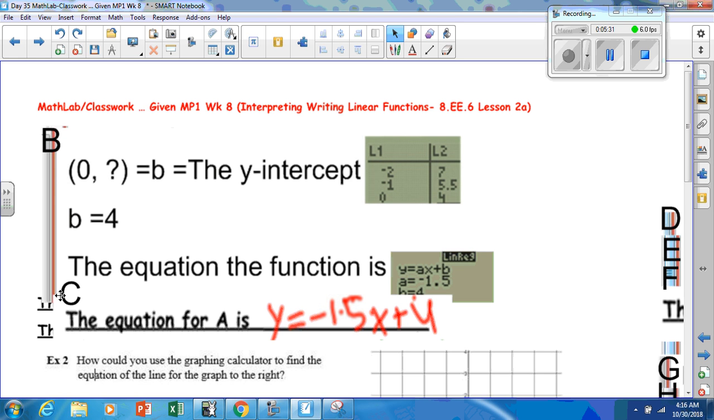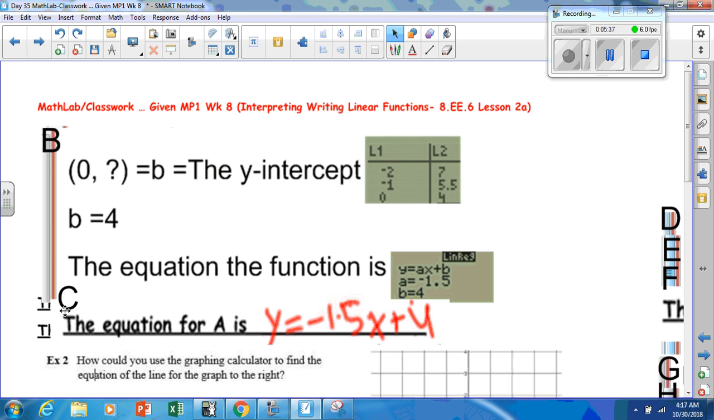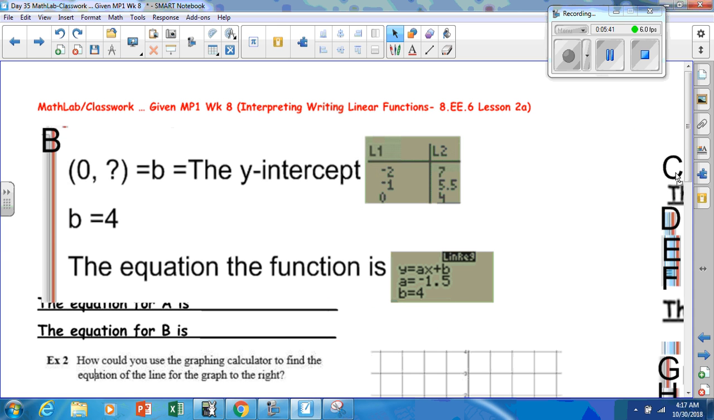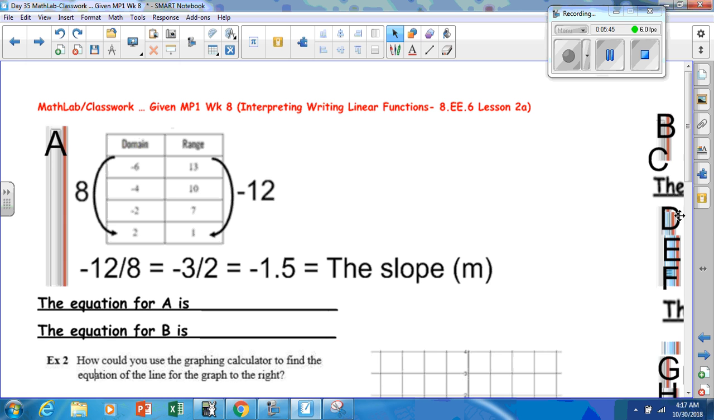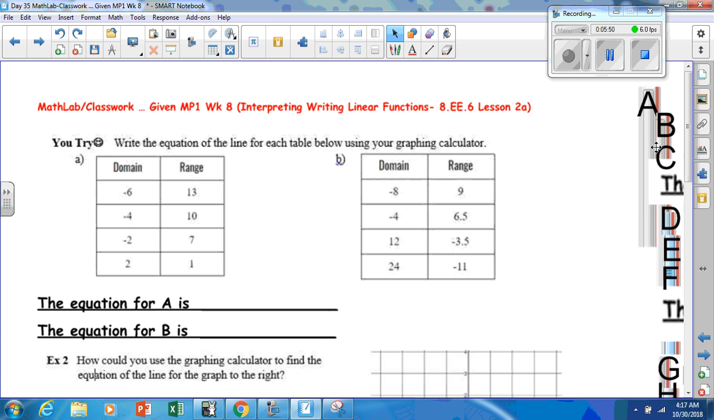In the next question, what we're doing is we're looking at a new set of values. Here's my domain, there's my range. And this table and this table don't even look similar. Does that mean they're not similar? Let's let our calculator do all the work. Let's go.